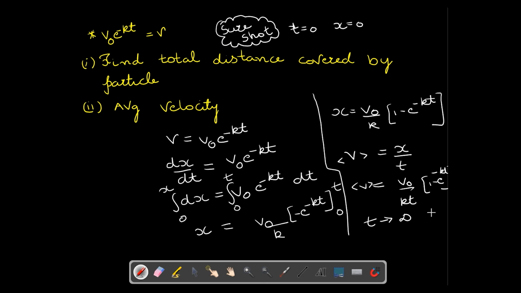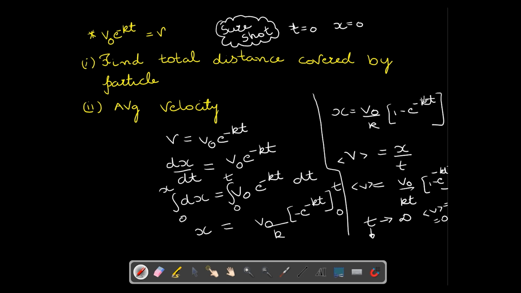At t tends to infinity, velocity becomes zero. That is a very important point. So what are you able to understand from this? You should understand that as time tends to infinity, the velocity of the particle tends to zero. Got this particular point? Very important. Remember. Now, what is the x when t tends to infinity?